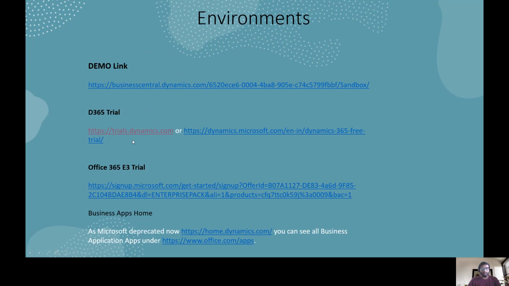So here, this is the D365 trial link, https://trials.dynamics.com. Now Microsoft changed this URL. Now when you click on this, you will be redirected to this page. Here you will see all the D365 business applications free trial options. So let's click on this here.